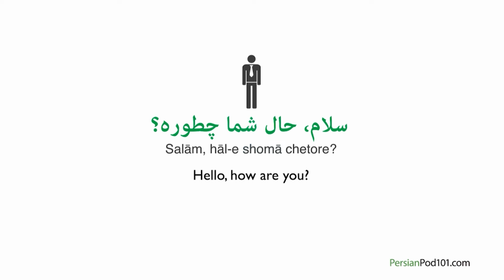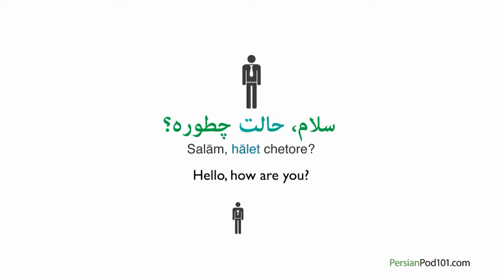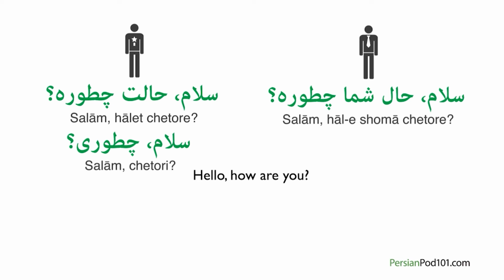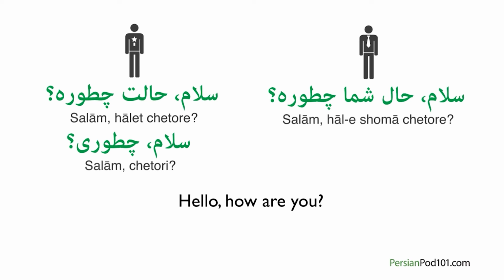Now, if you remember the first lesson, adding et to a word made it informal. Therefore, if you add et to hal instead of e shoma, you make the whole sentence informal. Salam, halet chetore. Notice that there are many ways of saying the same phrase in Persian, making it shorter or longer. But remembering the basic words will help you get through almost any conversation.